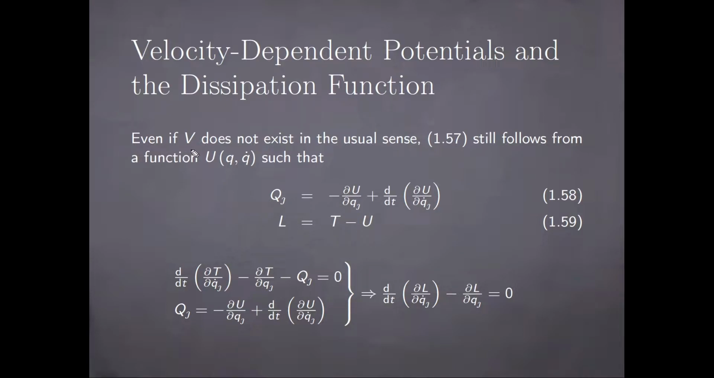If a potential does not exist in the usual sense, equation 157 still follows from a function U, depending on the generalized coordinates and the generalized velocities, such that the generalized force is given by the expression here, and the Lagrangian is just the kinetic energy minus this function, which we'll call a generalized potential.